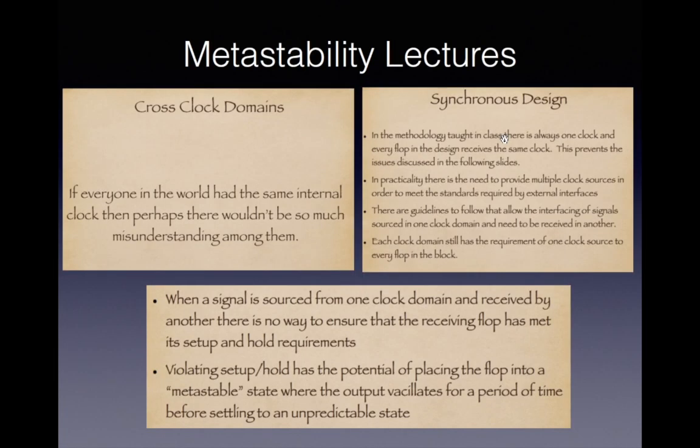So I like philosophy. So if everyone in the world had the same internal clock, perhaps there wouldn't be so much misunderstanding. Unfortunately, in our world, everybody has their own clock. So synchronous design, all of that, I'm stating the obvious.